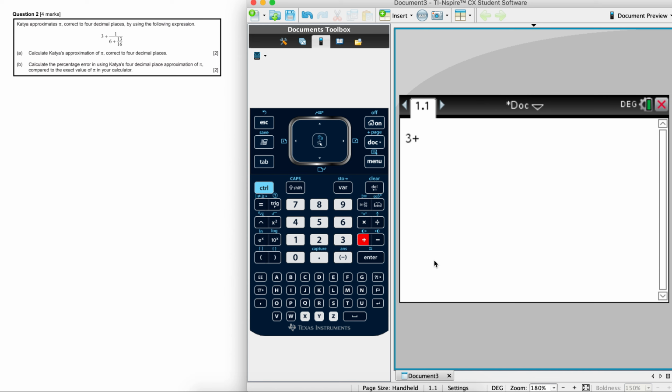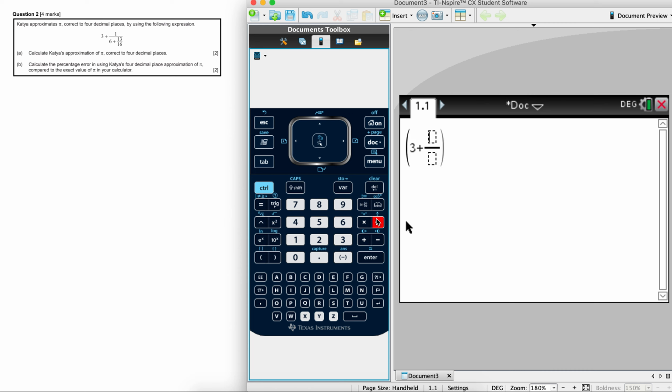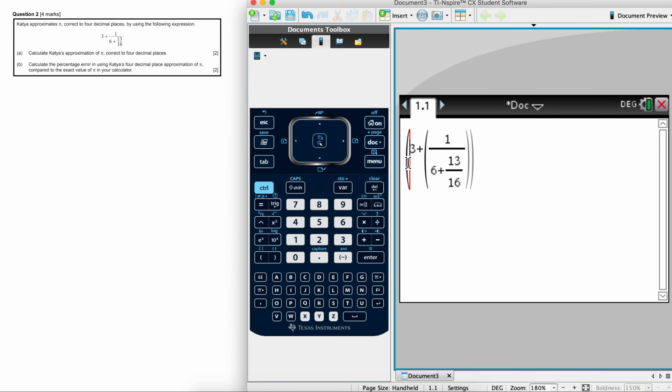So 3 plus, and then the fraction, 1 over, and then we have another fraction, and it's 6 plus 13 over 16. Okay, and just to be safe there, we could put the brackets there to make sure we're doing 3 plus that whole fraction. So it's a fraction inside a fraction.